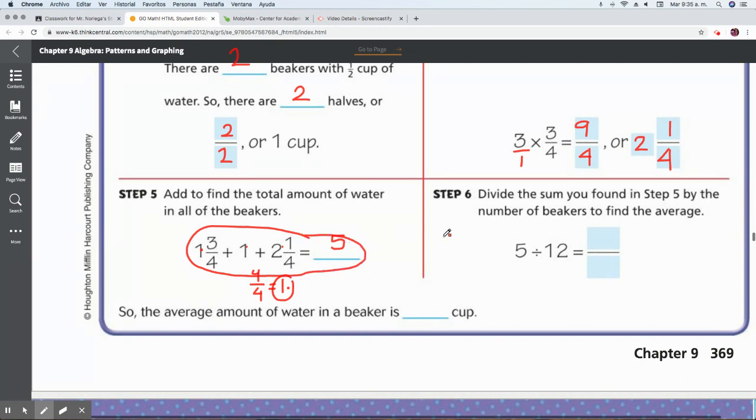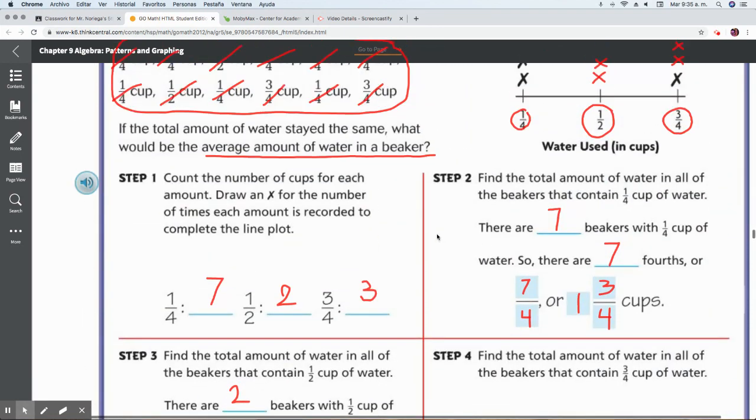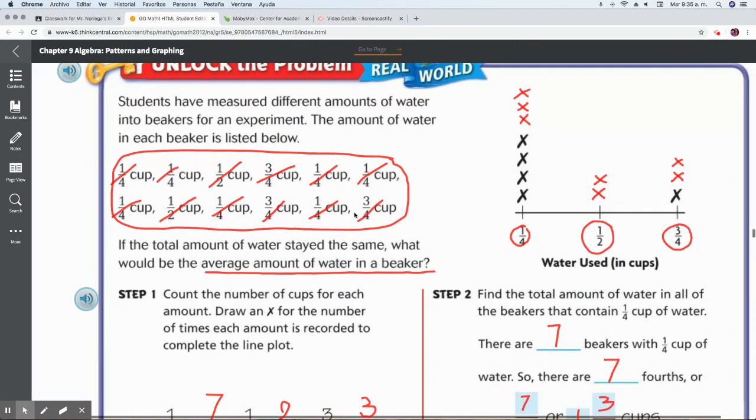Okay, step number 6. Divide the sum you found in step 5 by the number of beakers to find the average. Okay, so the sum is 5. Where did this 12 come from? It came from the number of beakers. But how can I find the number of beakers? Okay, there's 2 ways we can find the number of beakers. Going all the way to the top, counting all of the fractions that are right here in our problem. 1, 2, 3, 4, 5, 6, 7, 8, 9, 10, 11, 12. Okay, so there's a total of 12 beakers.